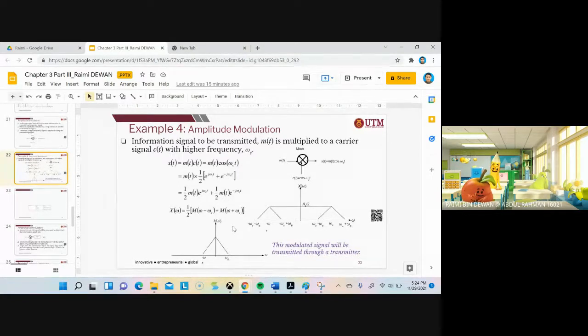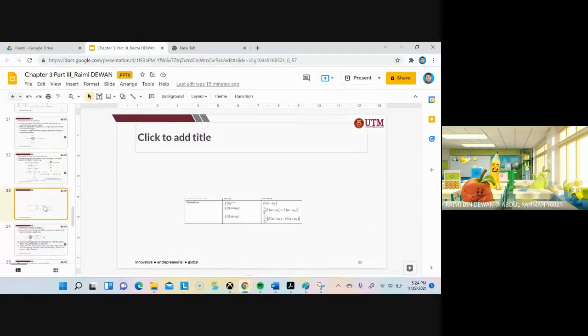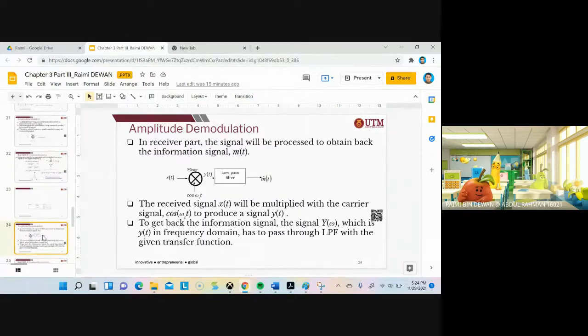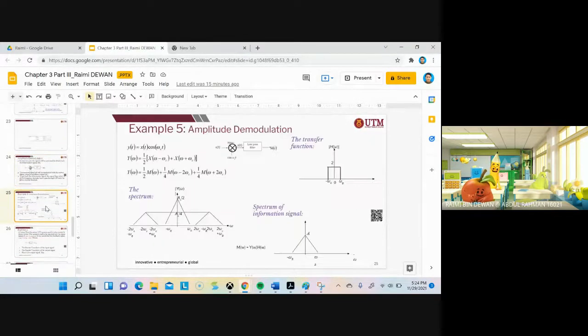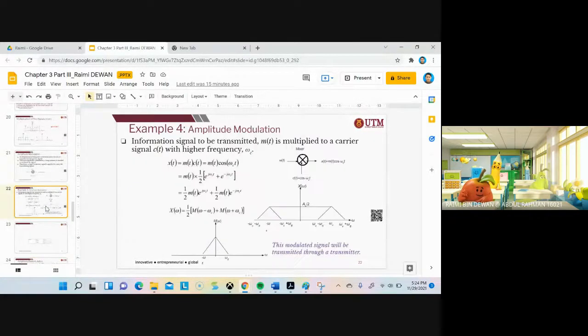Am I missing something here? Wait for a while. Wait, I want to see. I think I'm missing something. Wait, modulation. It's not that I'm missing something. Oh, okay. I think it's okay.